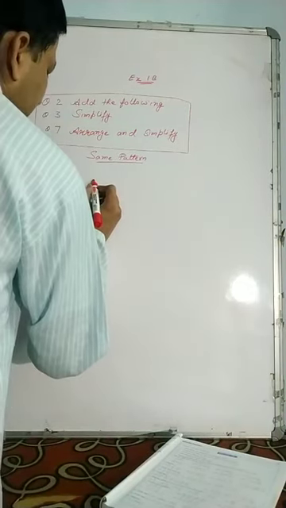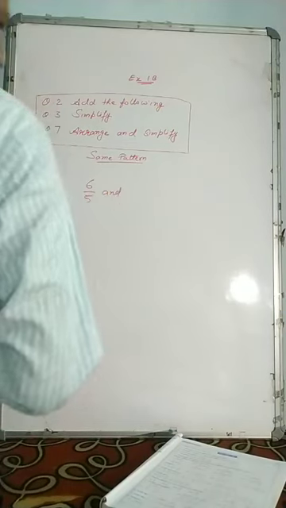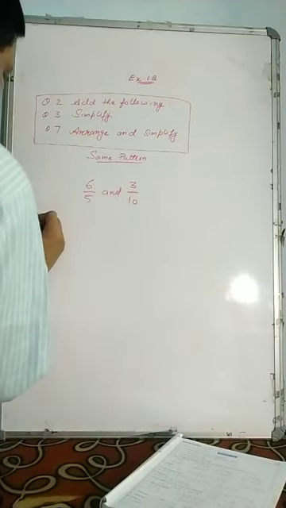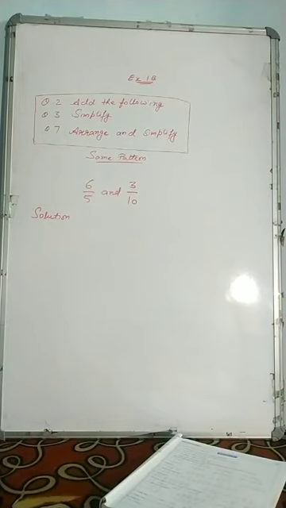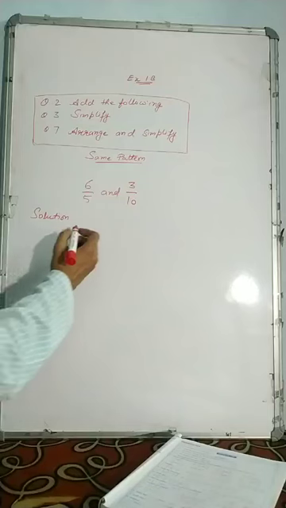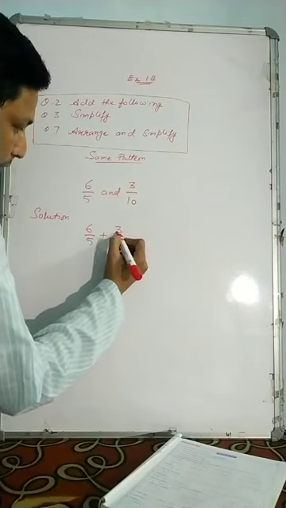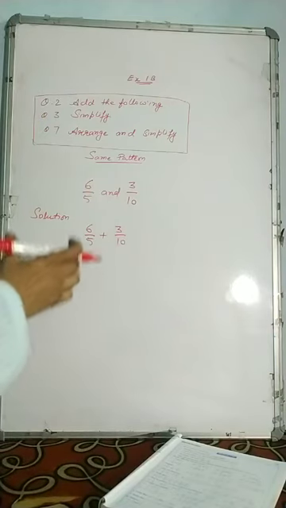Now let's take another example. 6 upon 5 and 3 upon 10. Solution. In the next step, we will write 6 upon 5 plus 3 upon 10. Here you can see that both denominators are different.